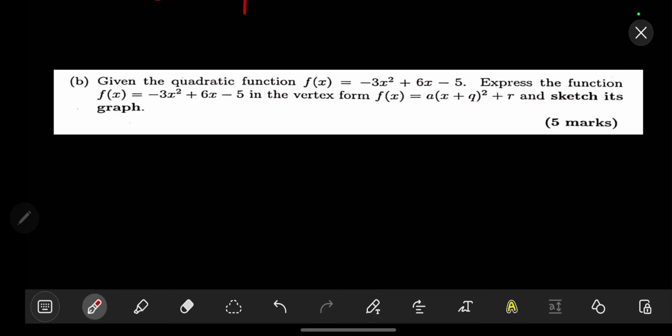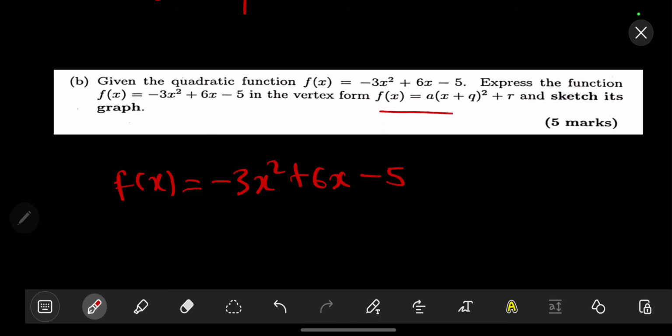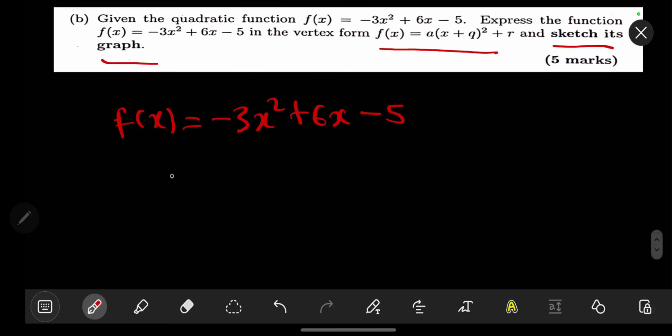So it says, given the quadratic function f of x is equal to this, express the function in the vertex form, which is equal to this. So we have our f of x equal to negative 3x squared plus 6x minus 5 in the vertex form, and sketch its graph. So in the vertex form, our f of x should be equal to, we are going to factorize the 3 so that x squared remains alone. Now factorize the negative 3 so that x squared is positive. So we are going to have negative 3.